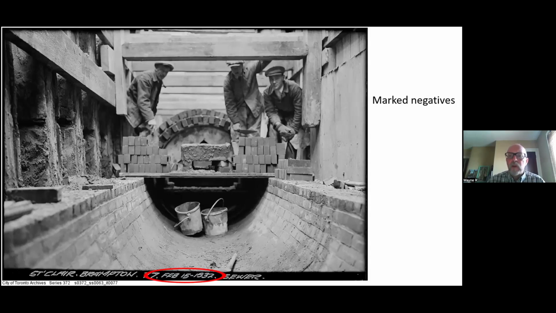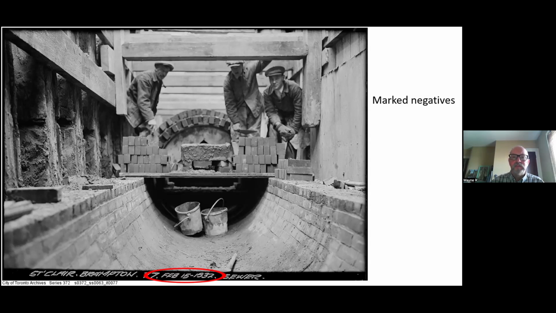So, here is a marked negative. It's a 5 by 7 inch glass plate negative created by the City of Toronto's official photographer on March 15th, 1932. It shows a sewer. The photographer, Arthur Goss, has actually scratched the metadata into the glass plate. He's showing the general location, he's showing the date, and he's showing the topic. And this applies to tens of thousands of images that are held in the Toronto archives.